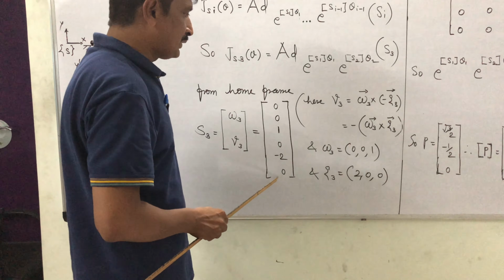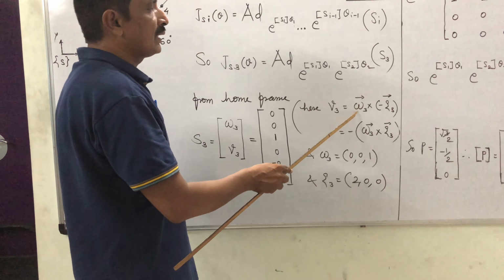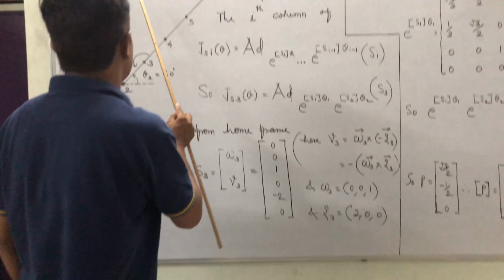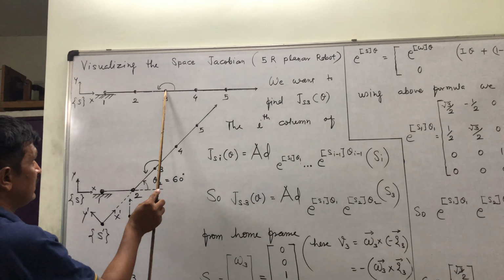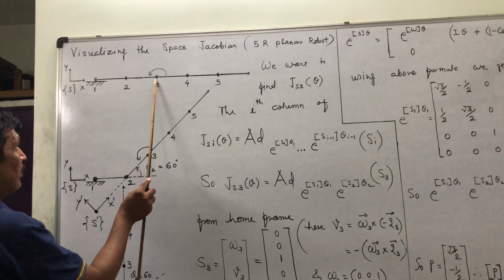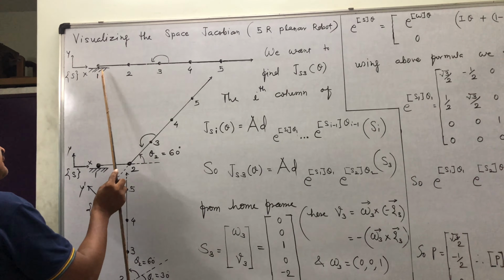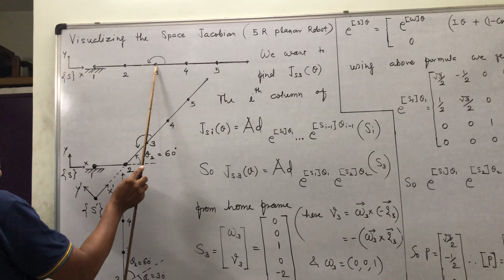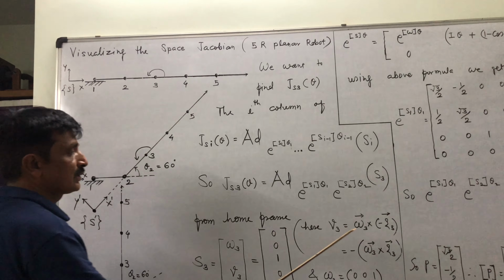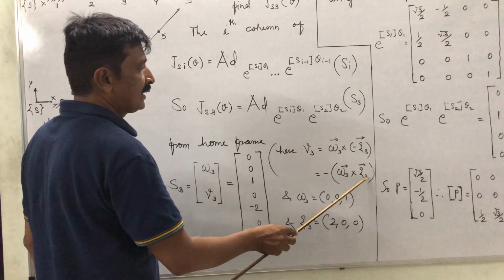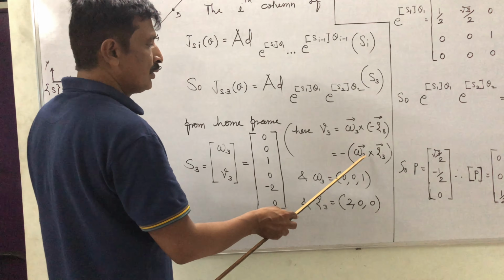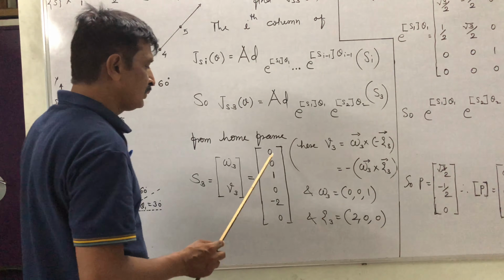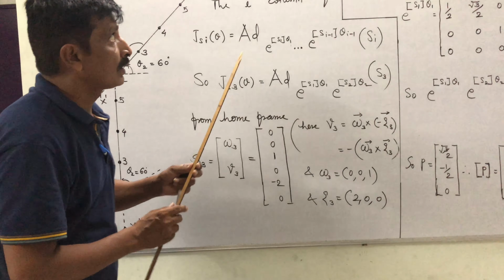How can we achieve this theoretically? V3 is omega 3 cross minus Q3. This is the origin, this is Q3 here, this vector. But we have put the opposite direction, so from this to this arrow is minus Q3. So minus of omega 3 cross Q3. Omega 3 is 0, 0, 1 and Q3 is 2, 0, 0. If you take the cross product and the minus sign, we will get this one.